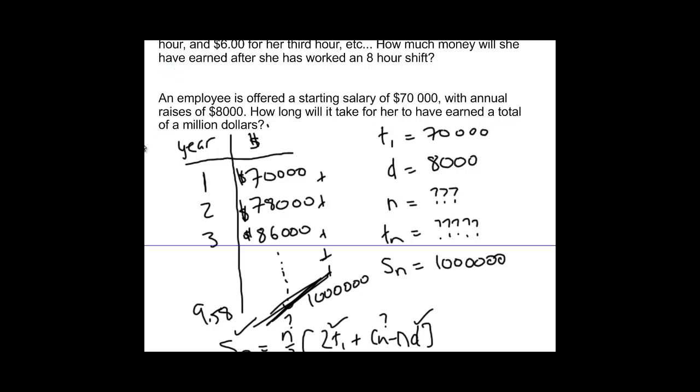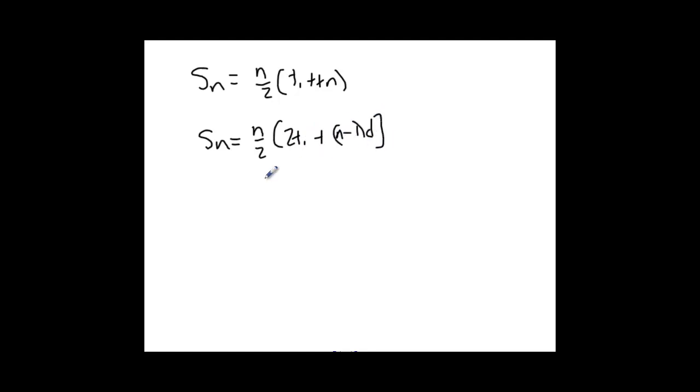One of the points I want to make here is that with these formulas I've given you, let me rewrite them one more time. There's Sn equals n over 2 times (t1 plus tn). There's Sn equals n over 2 times (2 t1 plus (n minus 1) d). There's tn equals t1 plus (n minus 1) d. And there's tn equals t1 times r to the n minus 1.